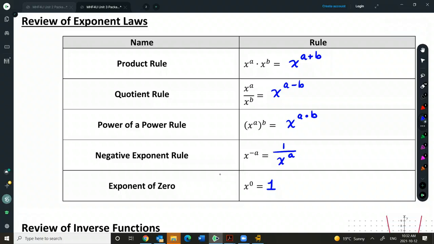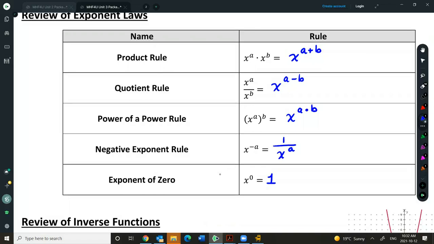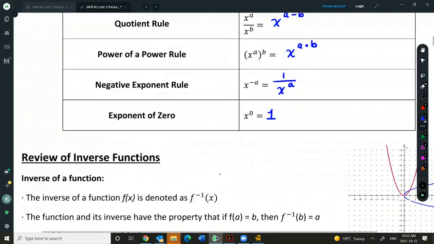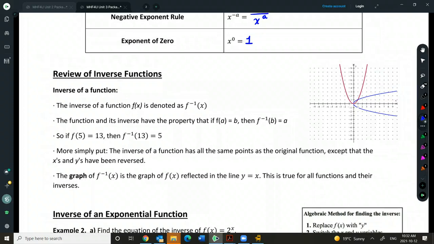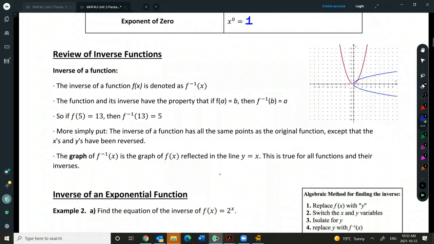All right. So that will just give us a bit of a reminder for some base knowledge that we'll need for this unit that we'll touch on later. Okay, and we also need to recap what is an inverse function. So in grade 11, we talked about inverse functions.